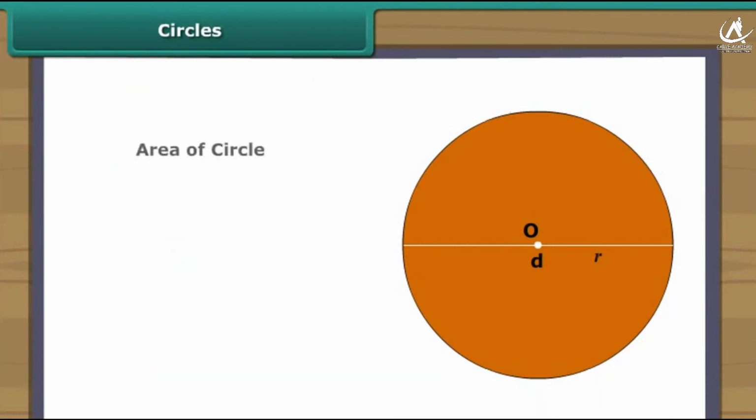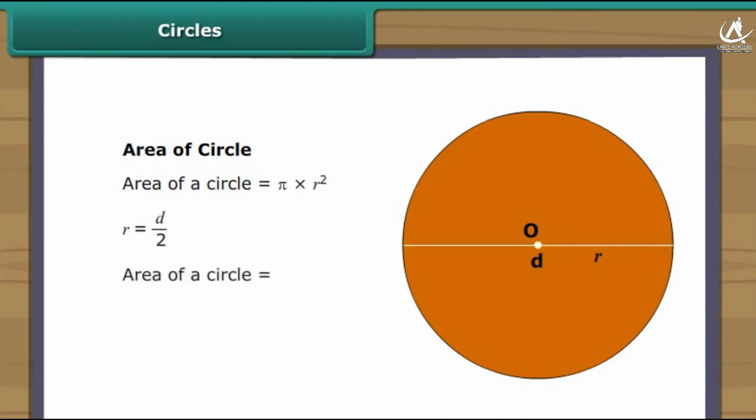Students, can we also find the area of a circle? Yes, if we know the measure of the radius of the circle. Area of a circle is equal to pi times the square of the radius. Or we can also express the area of a circle in terms of diameter. We know that the radius of a circle is half of the diameter. So, the area of a circle in this case is equal to the constant pi times the square of half of the diameter.